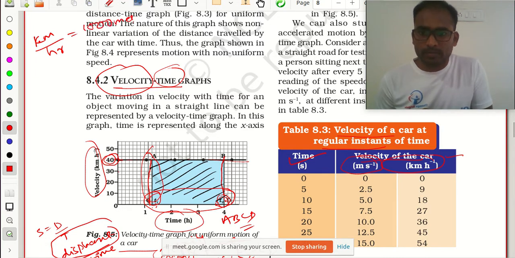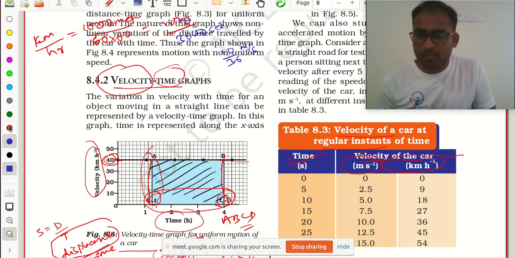1000 meters. By 1 hour, how many seconds? 1 hour is 60 minutes, and 1 minute is 60 seconds, so 3600. So 1000 upon 3600 seconds. Cancelling 2 zeros with 2 zeros, it is 10 by 36 meter per second.